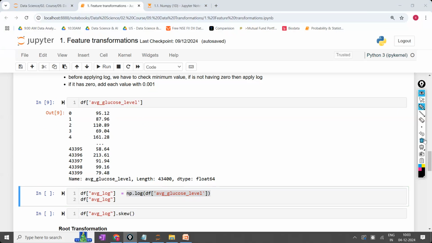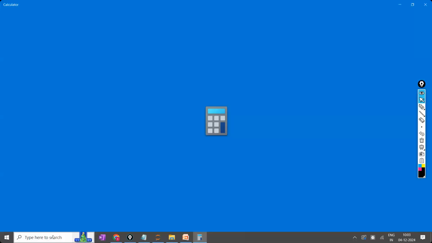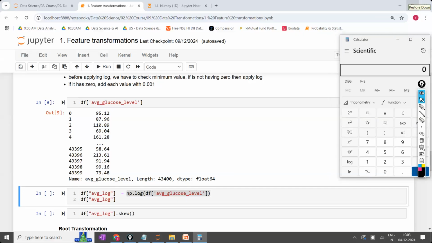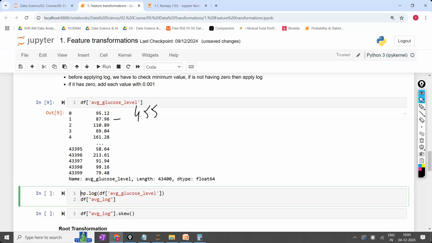Okay, log. Here I'm going to use the calculator. In the calculator, let us write the first value. What is the first value? 95.12, for which I'm applying the log. What is the value I have got? 4.55. Next, 87.96. I'm applying the log. What is the value? 4.47. So those are going to be the values. First value is going to be 4.55.